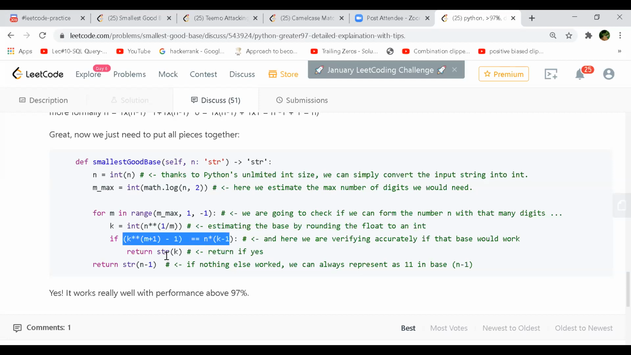Yes, one doubt. In the for loop, he has k equal to n to the power 1 by m, right? That is the mth root of n. Shouldn't that be the m minus 1th root or something like that?